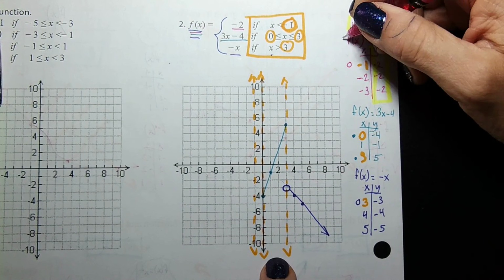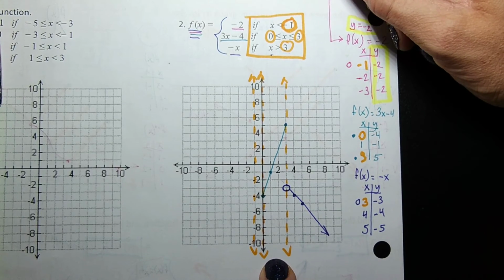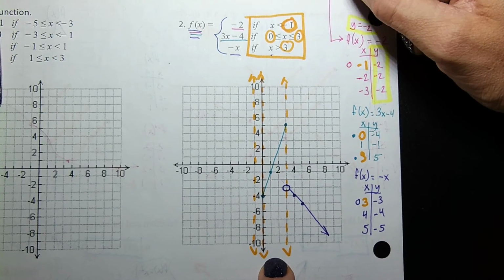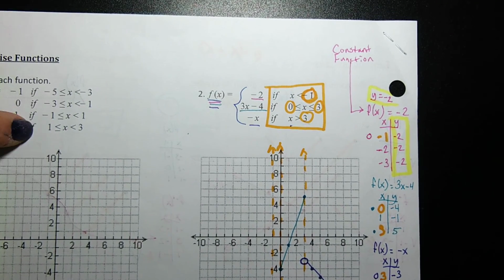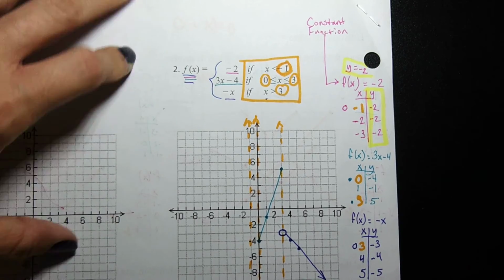We call this function a constant function because it is just equal to one solid value. This is going to be important as we start doing these yuckier looking step functions. So this is a constant function.